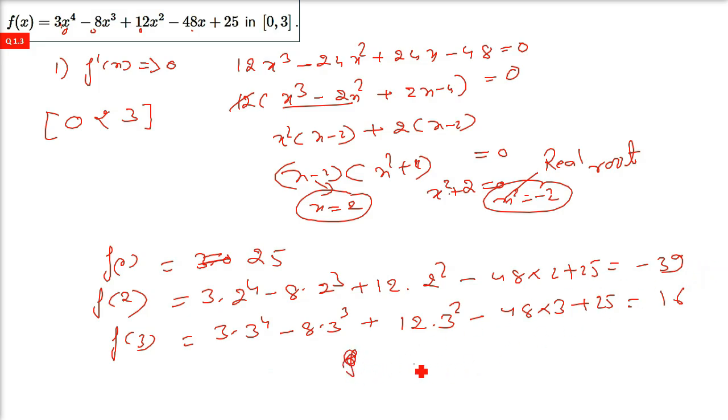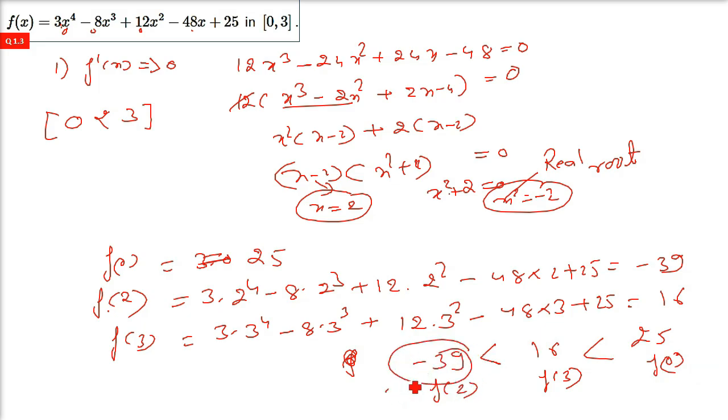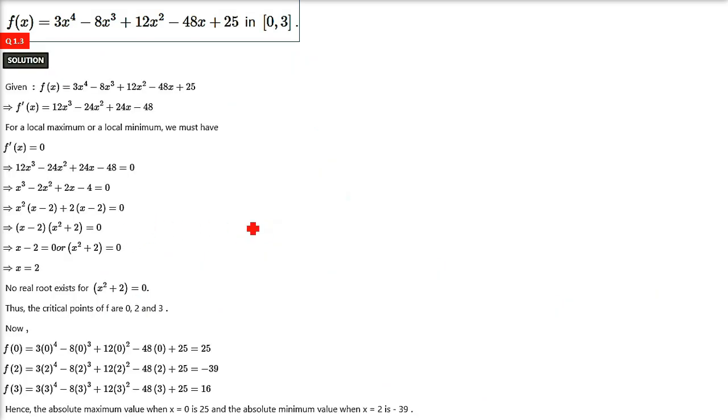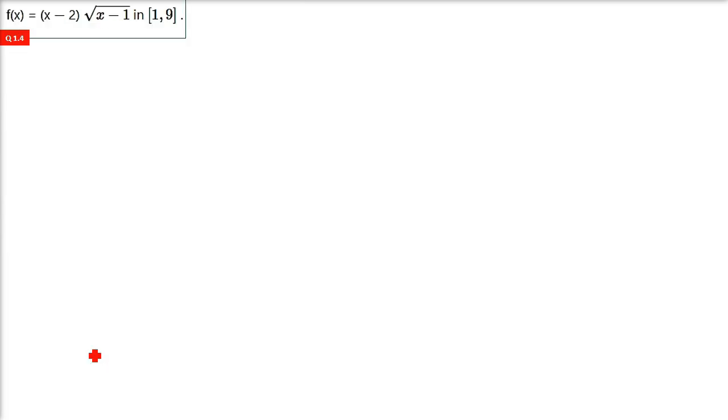So let us write it like this. We have -39 here. This comes at f(2). It is lower than 16, that comes when it is f(3). Then we have f(0), this is 25. This is when we had f(0). So the minimum is -39 at f(2). So at x equals 2, we got -39. So this is the absolute minimum value, and f(0) gives you the absolute maximum value. This is the reference which you can follow in order to solve this question. And for those who want to do it by themselves, very essential.